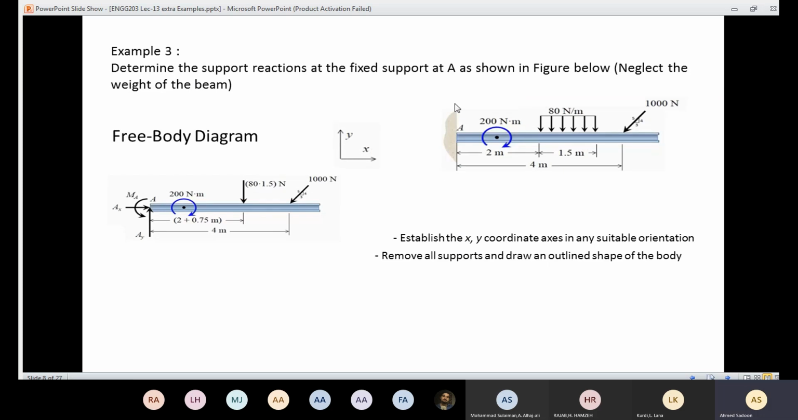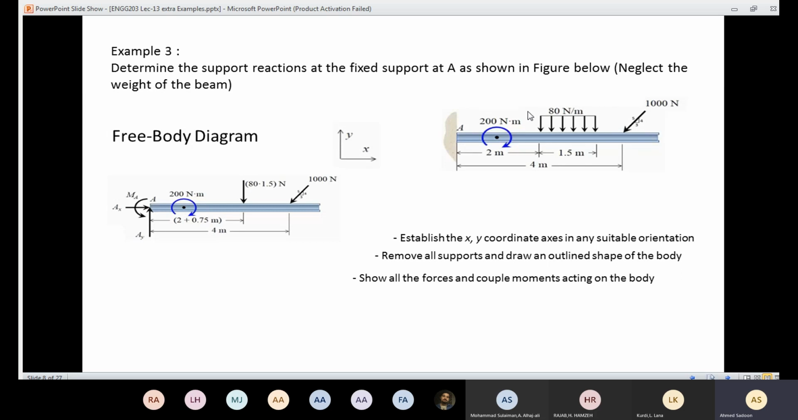Then we are going to remove the support. We have only one support, which is at A. We are going to remove it, and then we are going to put the reaction instead. Also, we are going to show all the forces. We have that force here and that force here. And here we have a couple moment. Also, I need to show the couple moment, so I have one couple moment. I have a rectangular distributed loading, and I have a concentrated force, which needs to be decomposed into X and into Y.